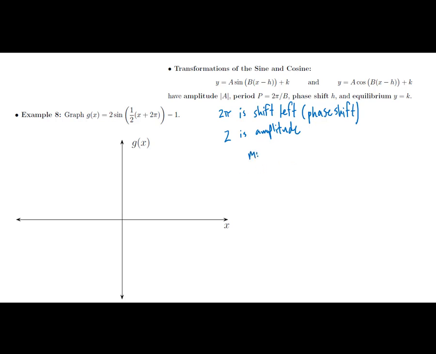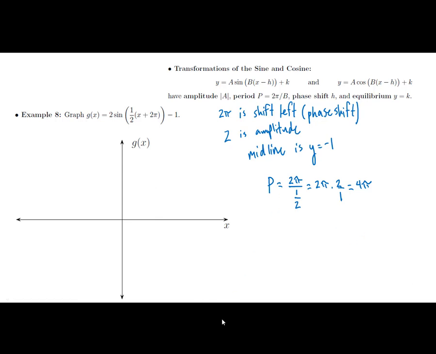We can see that the midline is y equals -1. And we can also see that the period is equal to 2 pi over b, which is 1/2. So that's 2 pi times the reciprocal, which is 2 over 1, so 4 pi. So it's going to take me 4 pi to get through one cycle. I'm going to oscillate up and down about the line y equals -1. The amplitude is 2, and then I'm going to shift this whole thing left 2 pi.